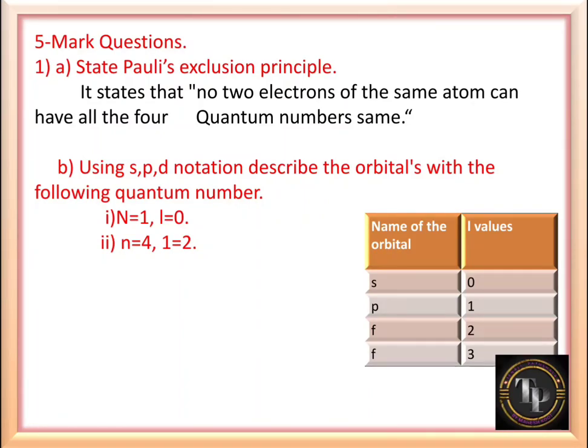Now tell me, L is 0, which orbital? S orbital. N is 1, which principal quantum number? 1. So the orbital is 1S. For the second one, N is 4, so 4 you have to write. L is 2 means, tell me, guys, it is a D orbital. So 1S, 4D orbital. This is the correct answer, guys. You see, I have written here 1S and 4D orbitals. I hope you followed how to write the orbitals if the N and L values are given. This is also a very important question, guys. So many times they have asked the same question.